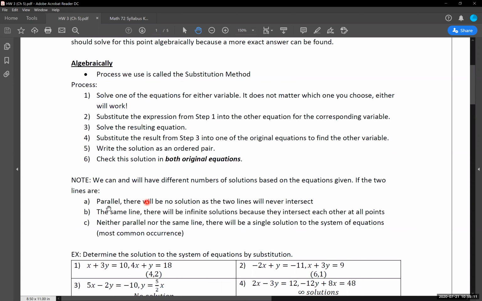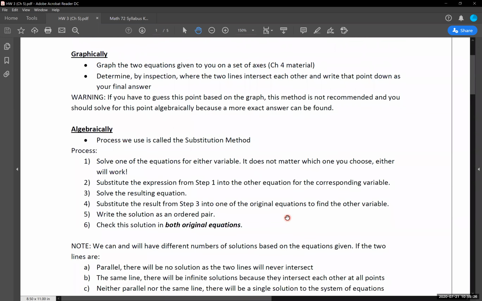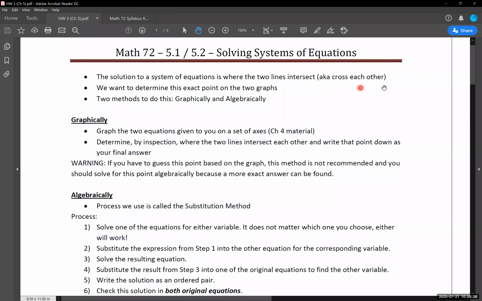We could have the instance where the 2 lines are actually the exact same line, which means there will be infinite solutions because they intersect each other at all points. And remember, our kind of layman's terms definition for intersecting is where they cross each other. So if they cross each other at all points, well, then I have an infinite number of solutions or an infinite number of places where they cross over there.